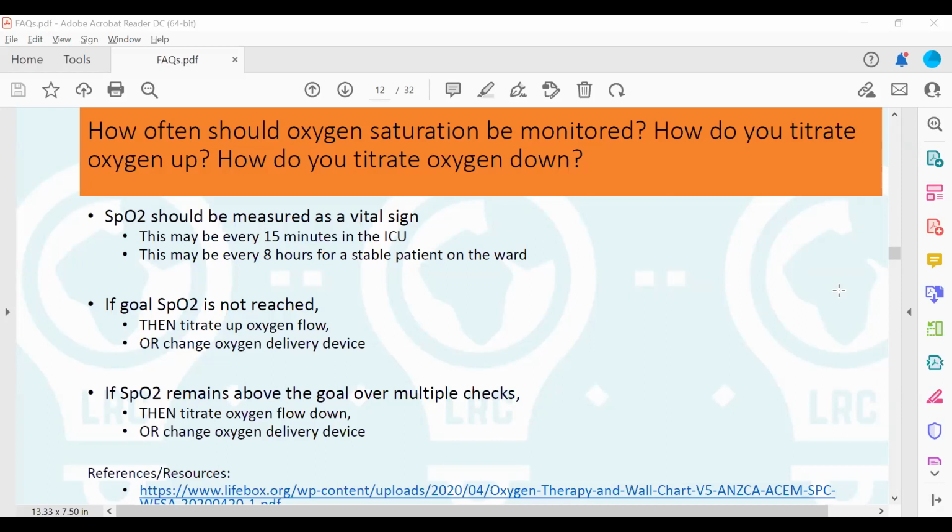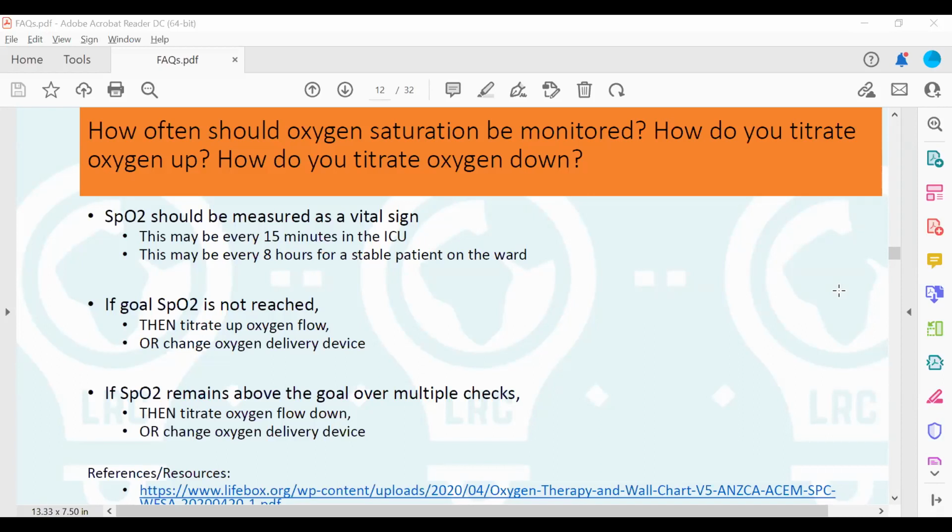But those patients who are in the medical ward, who are clinically stable, don't require frequent checking of their SpO2. Here they are saying even every 8 hours is enough. Every 8 hours on a patient who is stable in a surgical ward or medical ward. So regarding titration of oxygen, when do we have to decrease the flow or increase the flow?